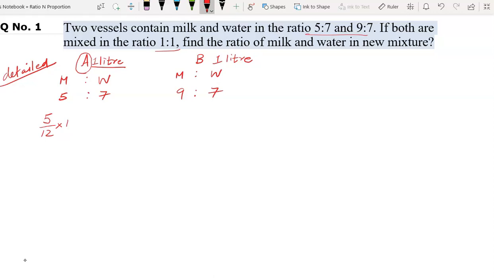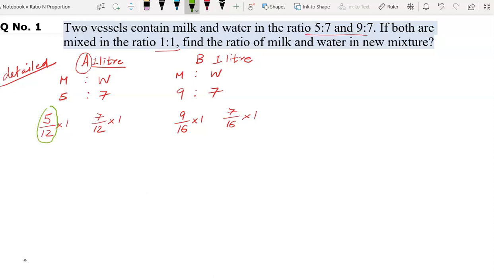And in vessel A, in 1 liter, water will represent how much? 7 is the ratio of water. Total is 5 plus 7, 12 into 1 liter. In the same way, in vessel B, milk is 9 upon total 9 plus 7 is 16 into 1 and water will be 7 upon 16 into 1. Now these two vessels are mixed. So in the new mixture, milk will be how much?